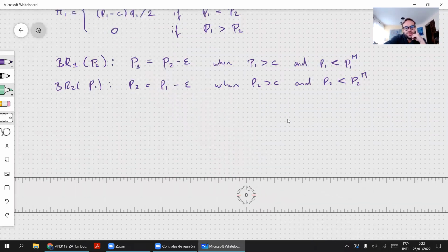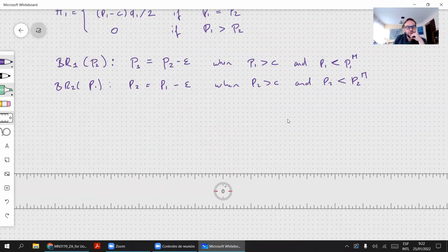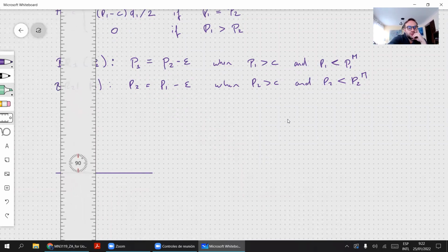So things are going to be symmetrical, obviously. Things are going to be symmetrical for the other firm, so he's going to react in a similar fashion. And I'm supposing that both firms have the same technology. So what I want to represent is my best reaction function. This is not in the book, but I think it's a nice graph.